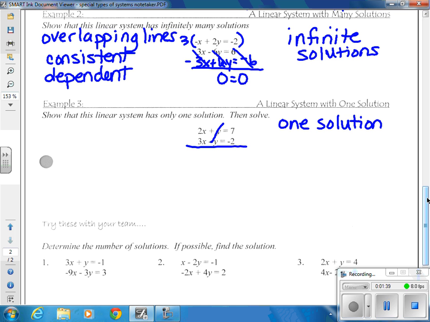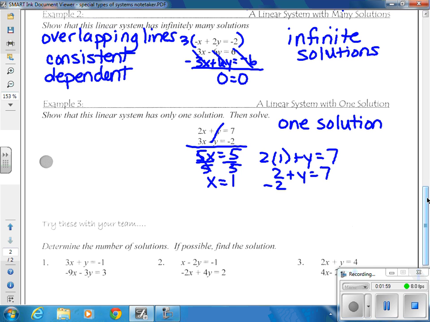So we're going to continue with this problem and get the actual ordered pair for this system. If you add 2x plus 3x, you get 5x. 7 minus 2 is 5. Divide by 5, you get x equals 1. Go back to one of the original equations and plug in the 1. I'm going to use the top one, and I'm going to solve it for y. So that's 2 plus y equals 7. Subtract your 2, and you get y equals 5.